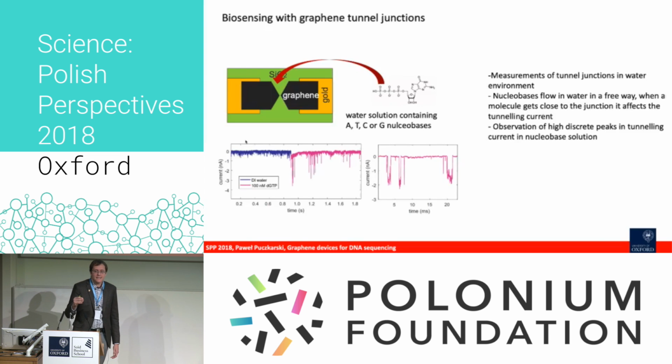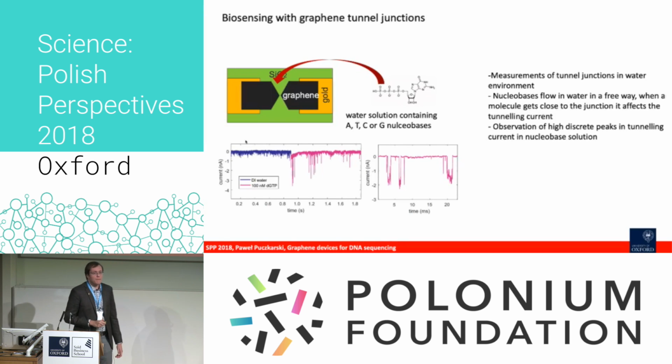Then, at the next step of the experiment, I introduce to this water solution a low concentration of molecules like nucleobases A, T, C, or G, which are allowed to move freely in this water environment. They just diffuse around, and there's a good chance that one of them gets close enough to the graphene tunnel junction, and it starts to interact with the junction. You can think about it as current flowing directly through the molecule. That's why I can observe these discrete current peaks with high amplitude.